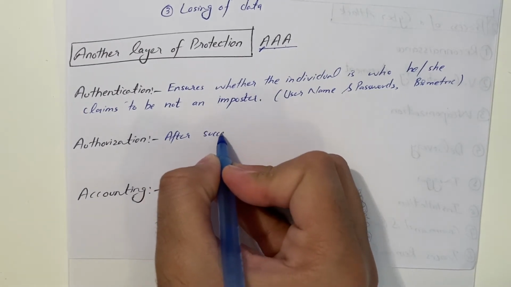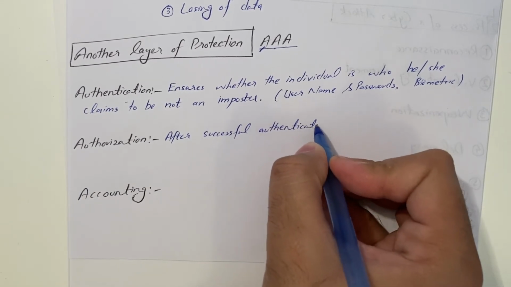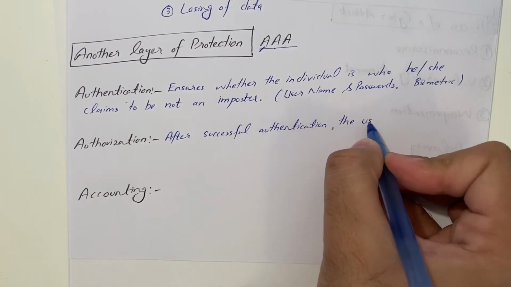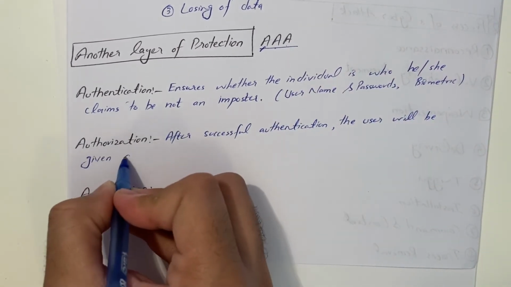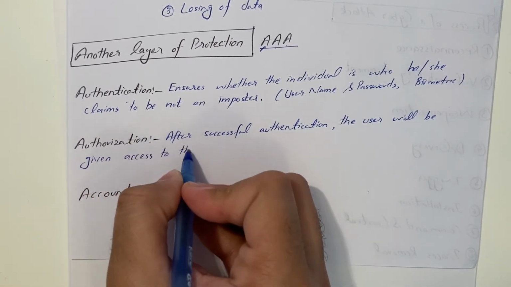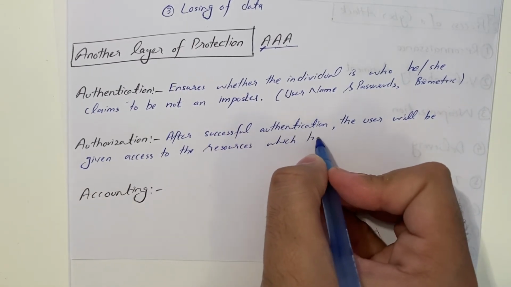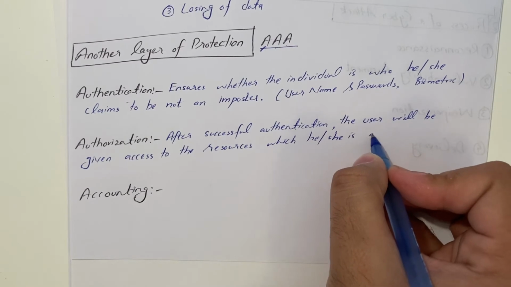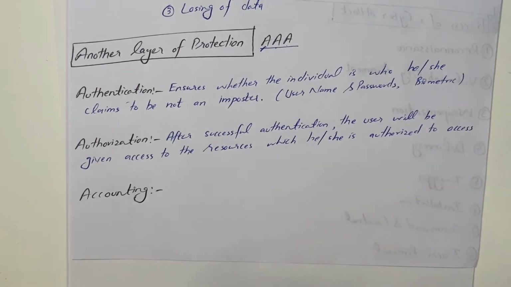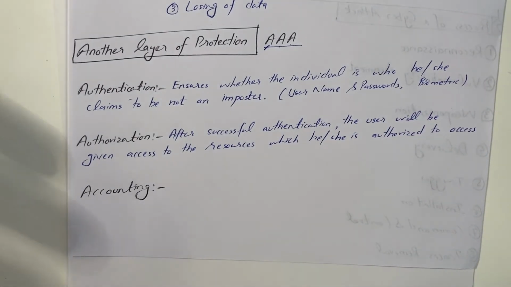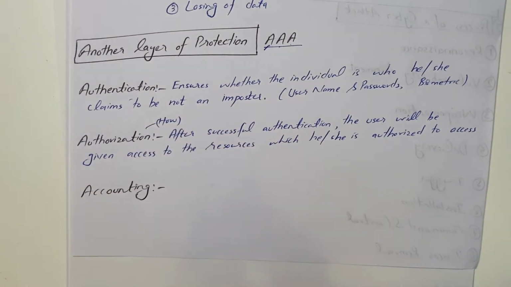So after successful authentication, the user will be given access to the resources which he or she is authorized to access. So in simple words, if you want to define what is authorization, after successful authentication, how much you can access with your resources, that is basically authorization.